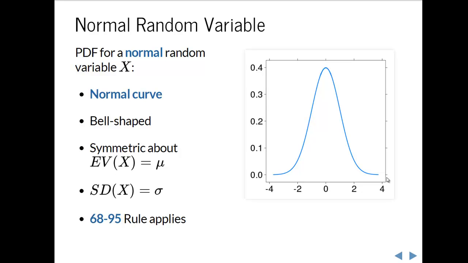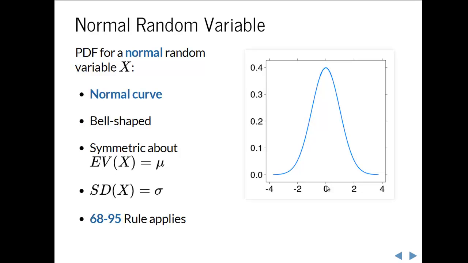A nice feature of the normal curve is that it's centered at and symmetric about the expected value. Oftentimes we refer to the expected value of a normal random variable by the Greek letter mu. You see that right here. So the expected value tells you where the probability distribution function, or the normal curve, is centered. For this example shown here on the right, you can see that it's centered at 0. So the expected value for this normal random variable must be 0.